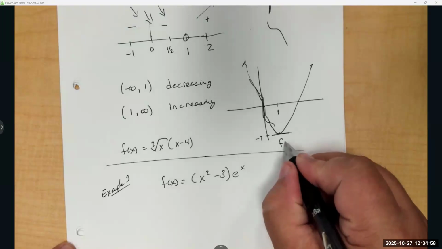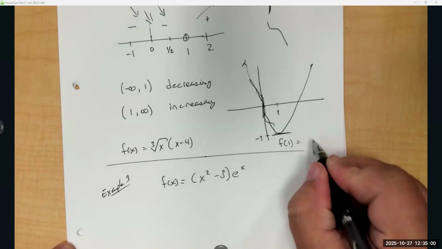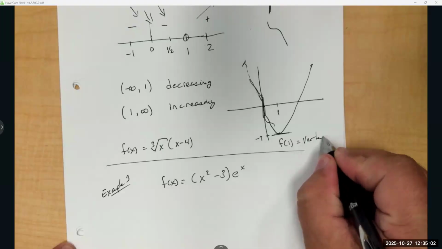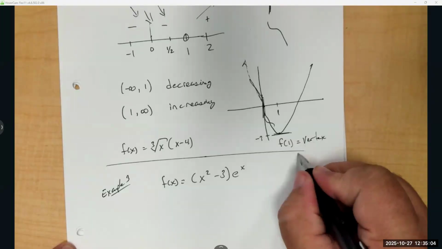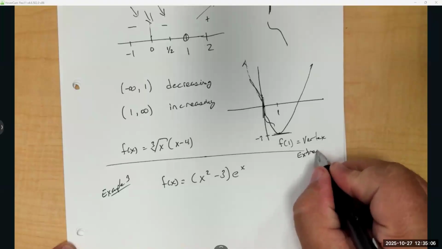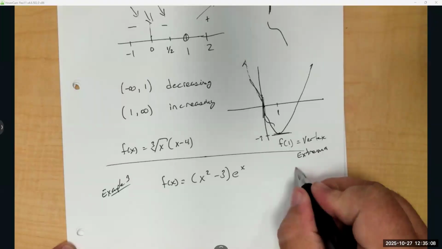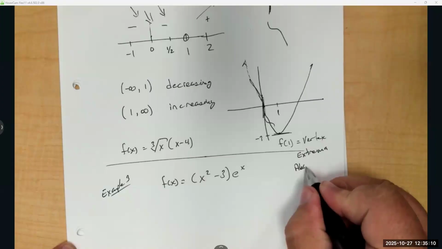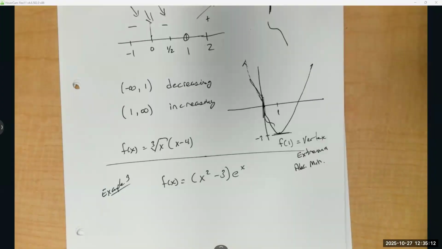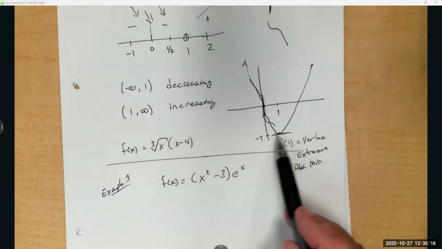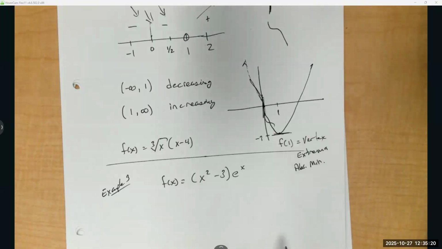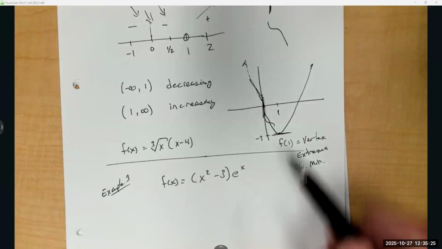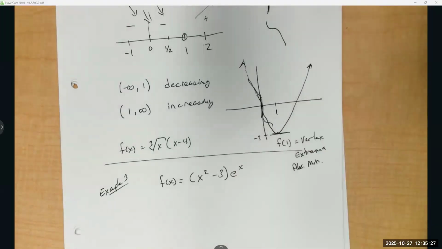At f of 1, we have our vertex, which is our extrema. In this case, it's an absolute minima. See, all this stuff we can start defining and calling things now. So since our graph looks like this, we have an extrema. Do we have a maxima point, relative maxima or absolute maxima? No, because it keeps on going forever, ever upwards.